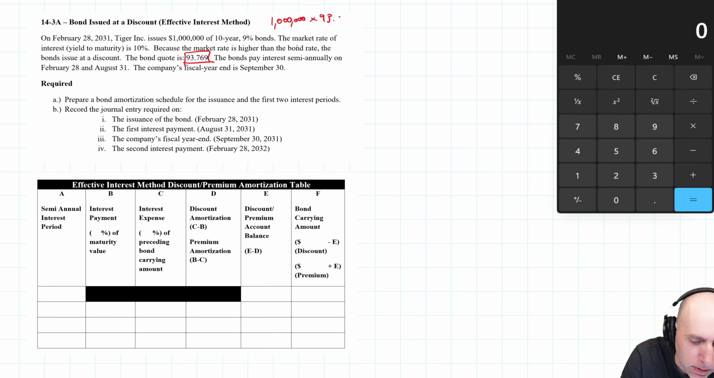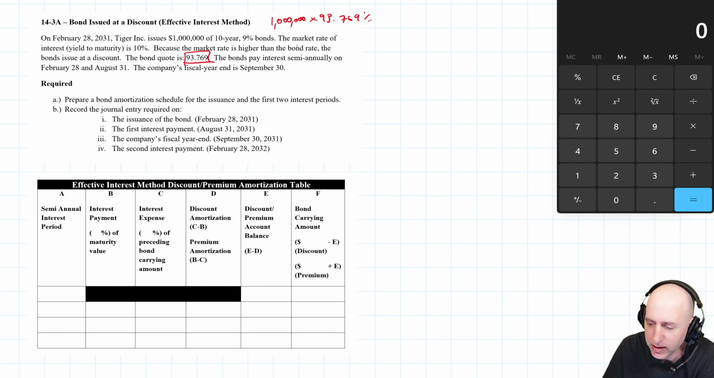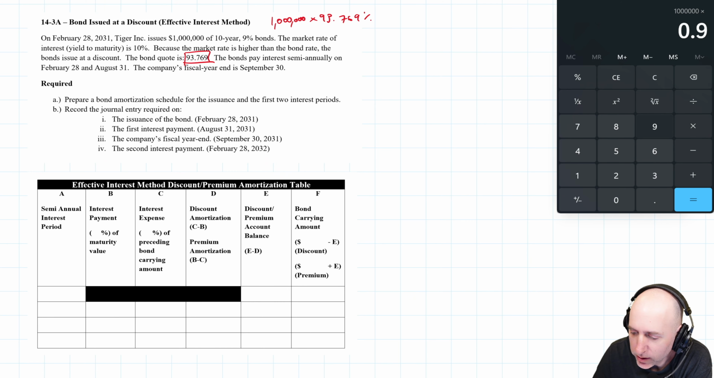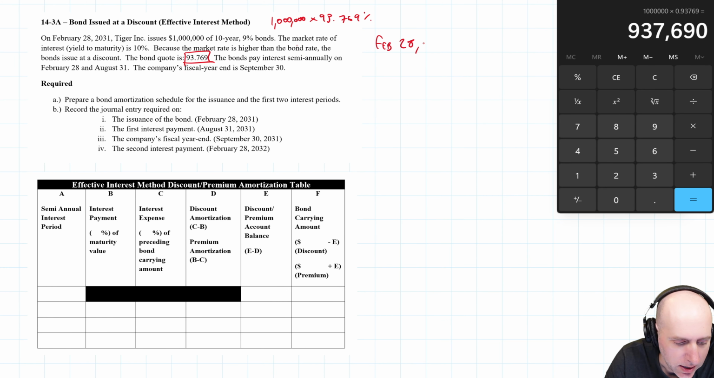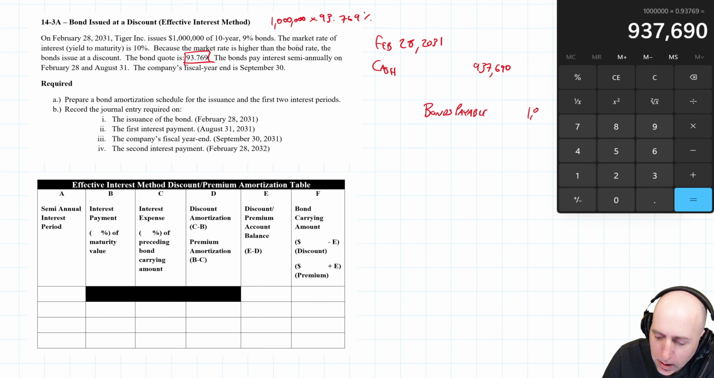We got 93.769% of the money, and $1 million times 0.93769 is $937,690. So I always start with a journal entry in these questions. So Feb 28th, 2031, let's debit cash, 937,690. We're going to credit bonds payable for the full $1 million. And the difference goes to an account called discount, or discount on bonds payable, to make this balance.